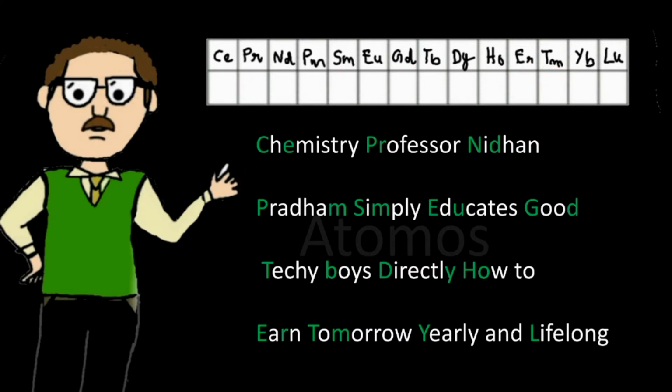See this one. Chemistry: from that we can recollect cerium, that is Ce. Professor, that is Pr, praseodymium. Nidan, Nd, neodymium. Nd is the symbol. Pradham, that is promethium, Pm. Simply, Sm, that is samarium. Educates, Eu, that is europium. Good, that is gadolinium, Gd. Techie boys, that is Tb, terbium. Directly, that is dysprosium, Dy.